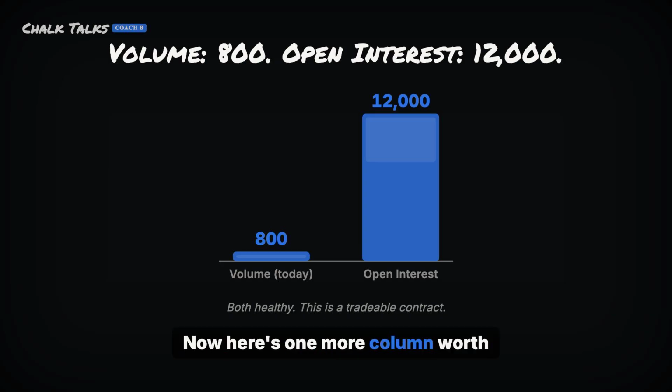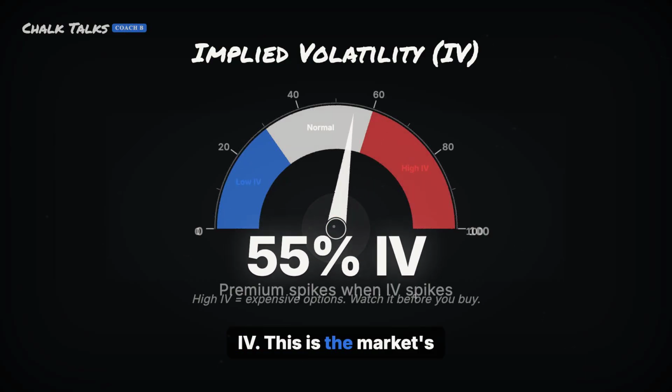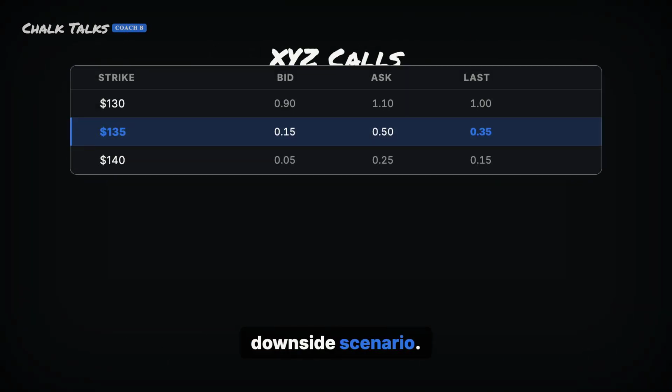Now, here's one more column worth knowing about once you're past the basics. Implied volatility, or IV. This is the market's forecast of how much the stock is expected to move. High IV means expensive options. Low IV means cheaper. We'll do a whole episode on IV, but just know that when you see IV spike, premiums spike with it.